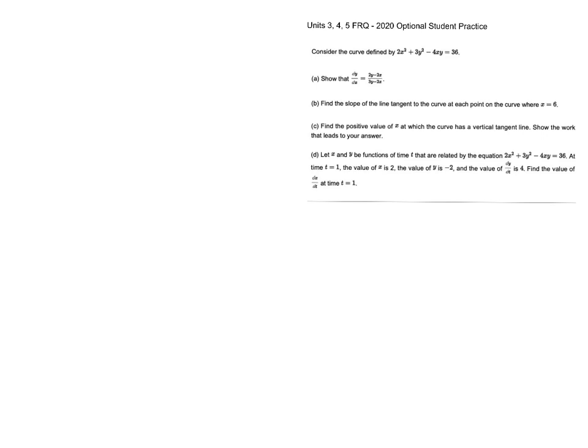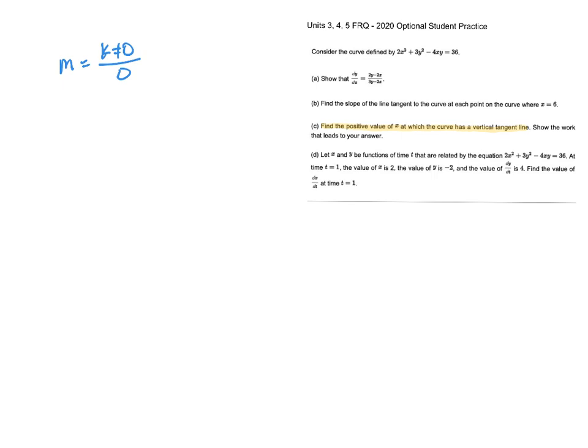So in letter C, we're asked to find the positive value of x, at which the curve has a vertical tangent line. Show the work that leads to your answer. So remember, we typically see vertical tangents when the slope is some number divided by 0. So we're looking for something like this: a number on top that's not 0 divided by 0. That's where we're going to see a vertical tangent.